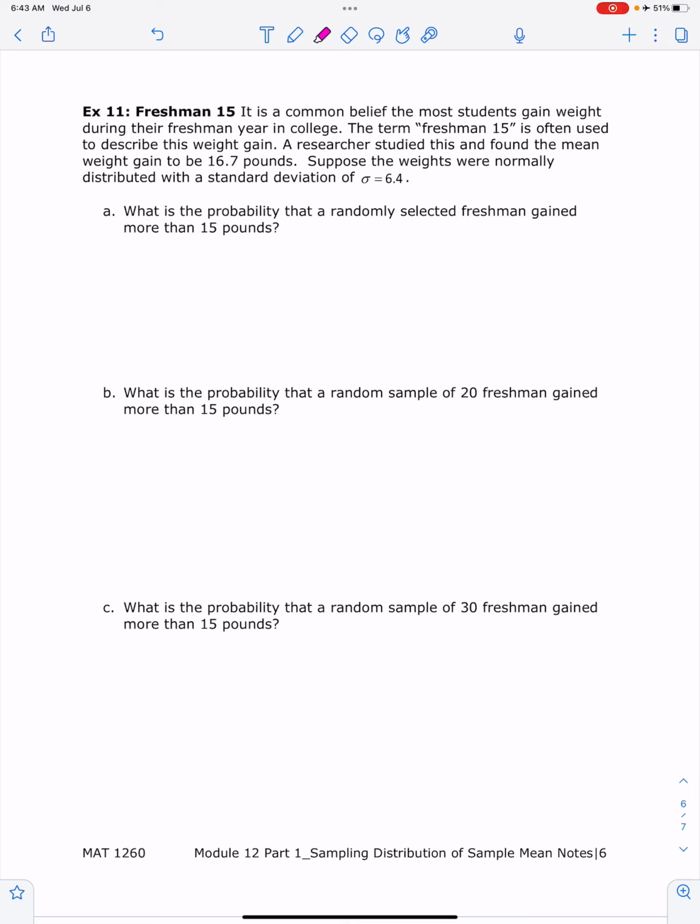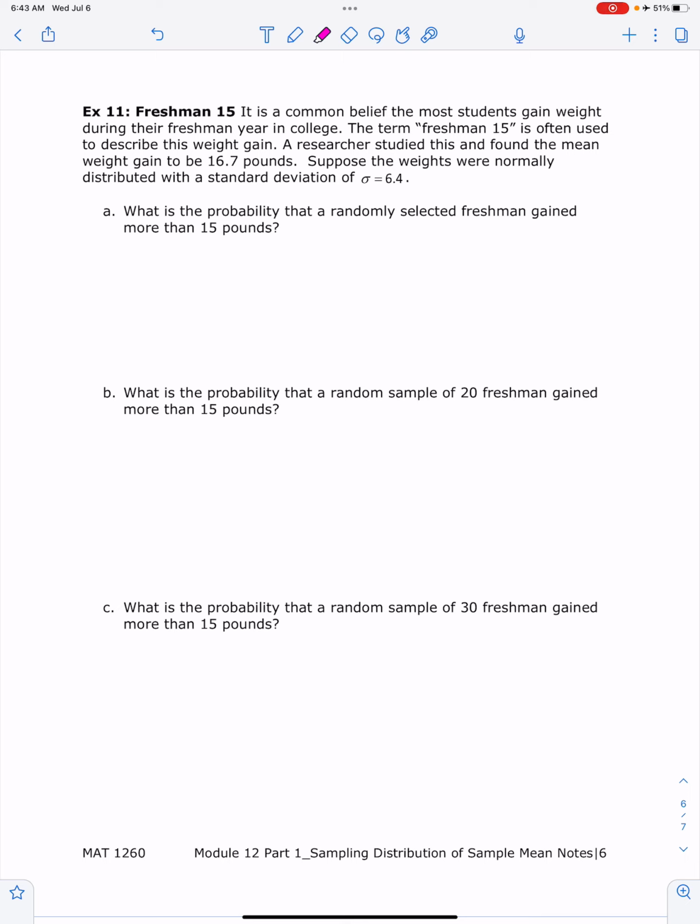Okay, here are the 12.1 notes. This is page 6. So we have example 11. It's a common belief that most students gain weight during their freshman year in college. We've called that the freshman 15.